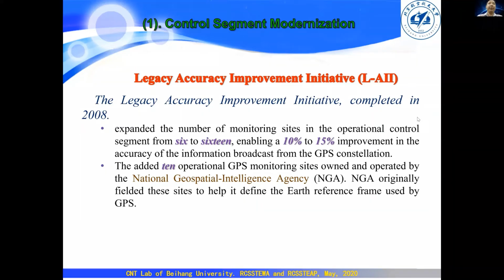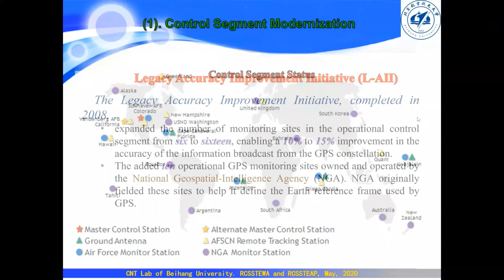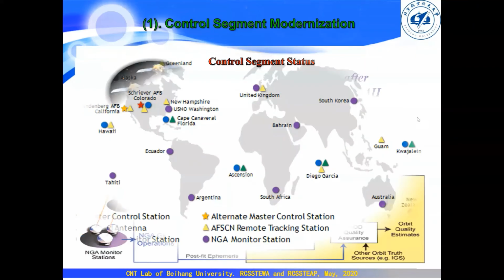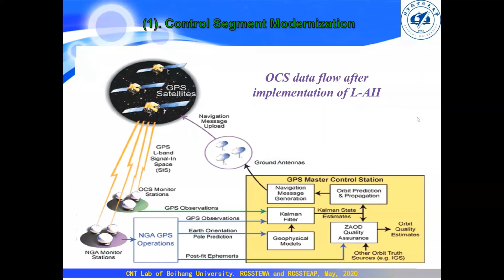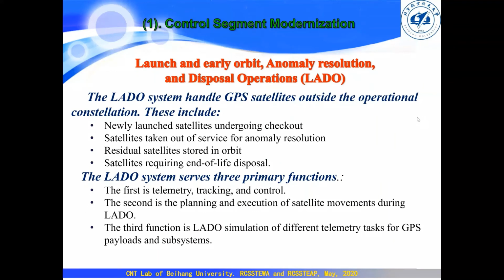Okay, this is the snapshot of all the monitor stations of GPS distributed over the world, and they also have some improvements to the observation stations and control station. They also have the architecture evolution plan to make the system evolve step by step. So they launched the early orbit anomaly resolution and disposal operations. This handles GPS satellites outside the operational constellation.